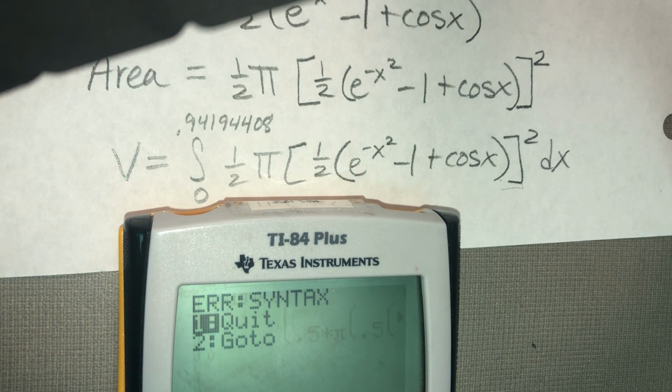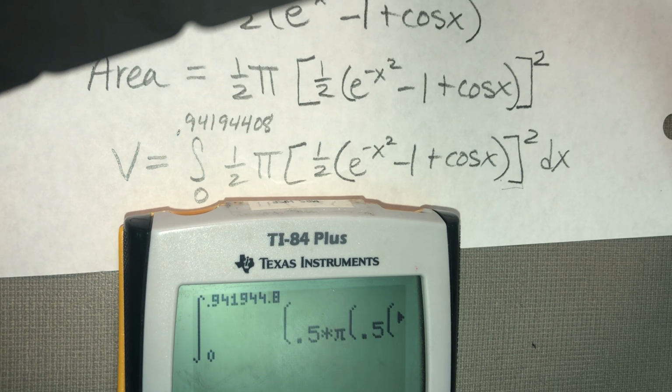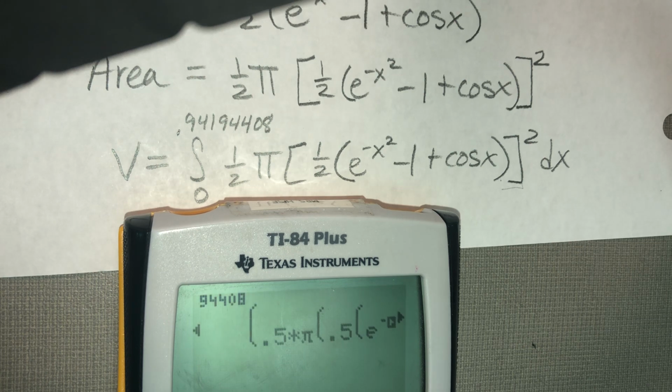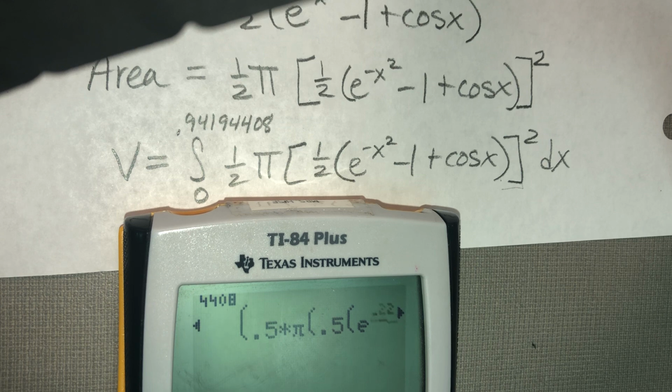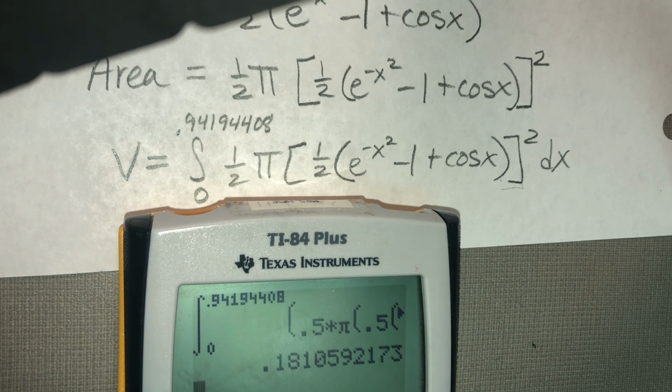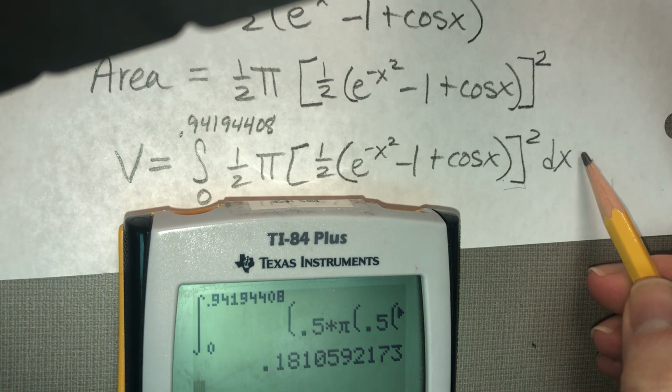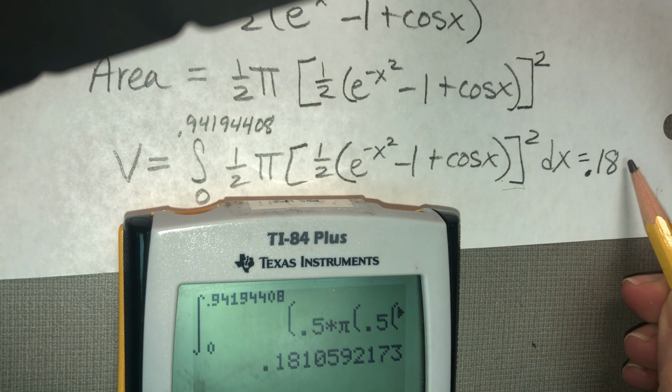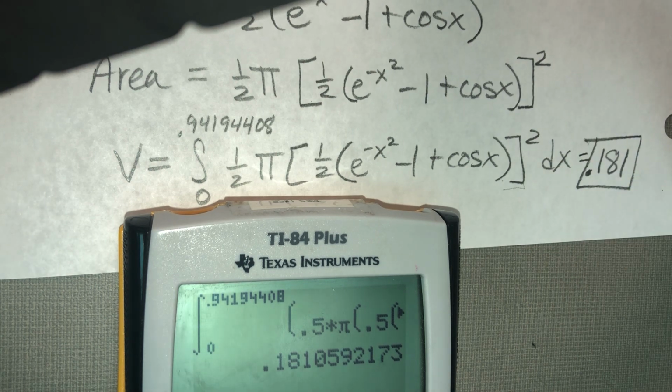Enter. Oh, I have an extra decimal. In the upper limit of integration, I hit decimal instead of 0. Fun. Oh, another mistake. Oh, this is not right. Insert a negative. Okay. There, finally, we got it. 0.181.